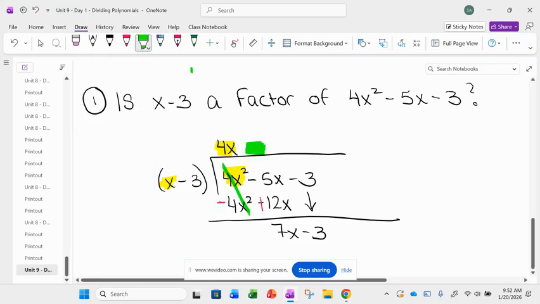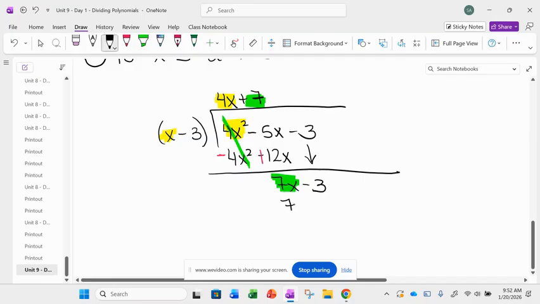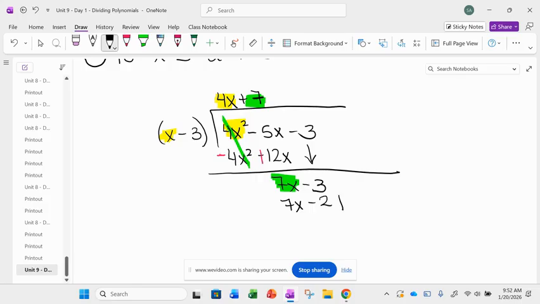Now we ask ourselves, 7x times what will give me a 7x? So x times what will give me a 7x? Positive 7. So I'm going to write plus 7 as part of my quotient. And now what do I do with that 7? Distribute it into the divisor. 7 times x is a 7x. 7 times a negative 3 is a negative 21. Now we have to subtract. But because I'm subtracting a binomial, what do I have to do with that minus? Distribute it in. So all the signs change to the opposite. The 7x's cancel as they should.